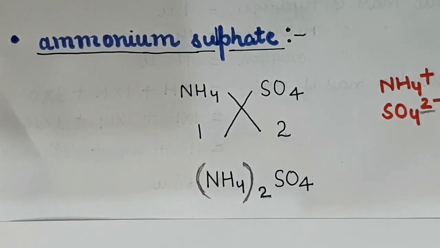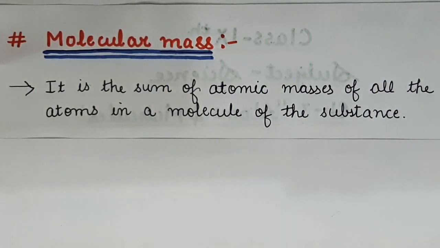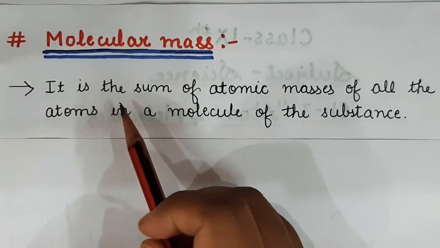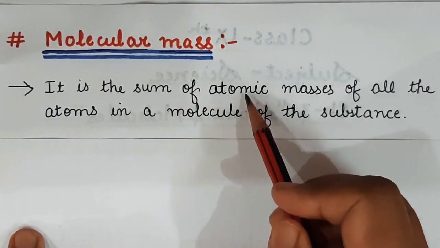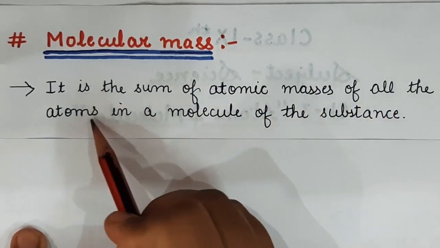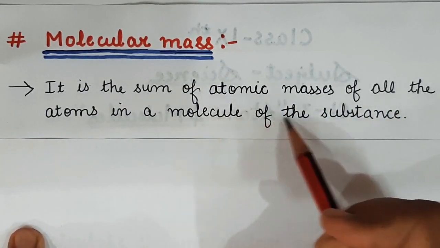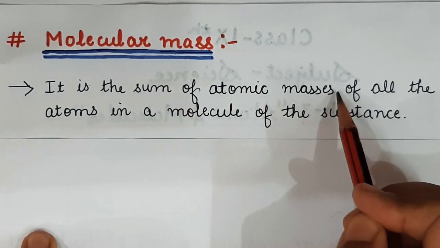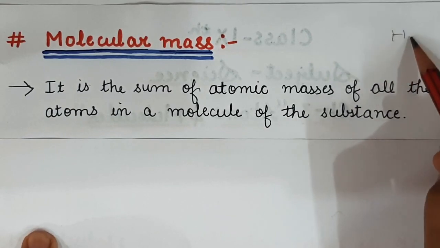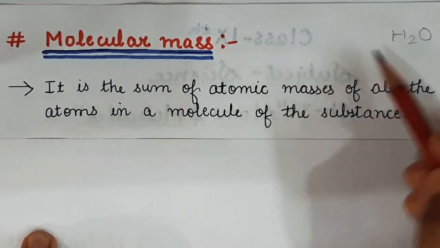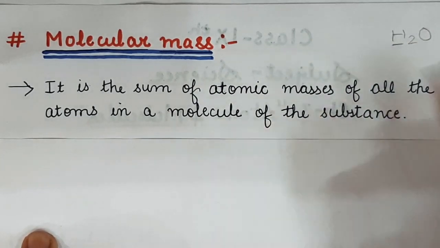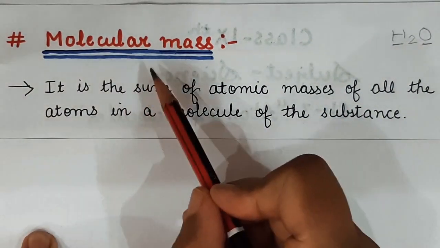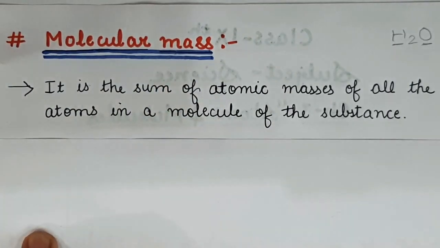Now, let's start with a new topic, that is molecular mass. So, what do you mean by molecular mass? Molecular mass is basically the sum of atomic masses of all the atoms in a molecule of the substance. Okay, it is the sum of atomic masses. Suppose I take a compound or a molecule H2O. So, atomic mass of hydrogen plus atomic mass of oxygen. That will give molecular mass.